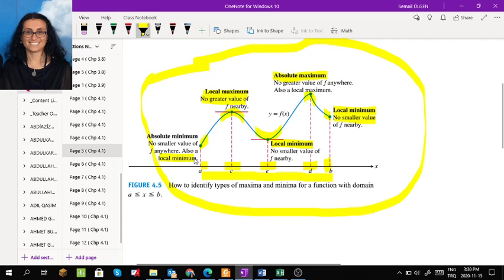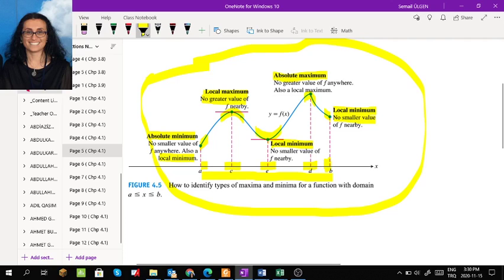It's a local minimum, but at the same time it's an absolute minimum, because if you consider all such values, this is the smallest of all such local mins. So how many local minimum values do we have? 1, 2, and 3. We have three local minimums, and this is the smallest of them all. So therefore it deserves to be called the absolute minimum.